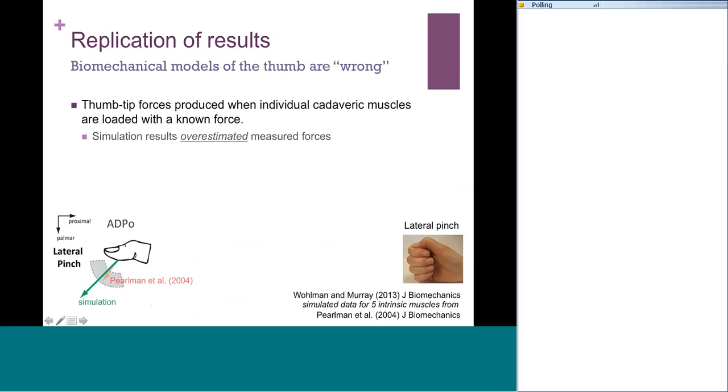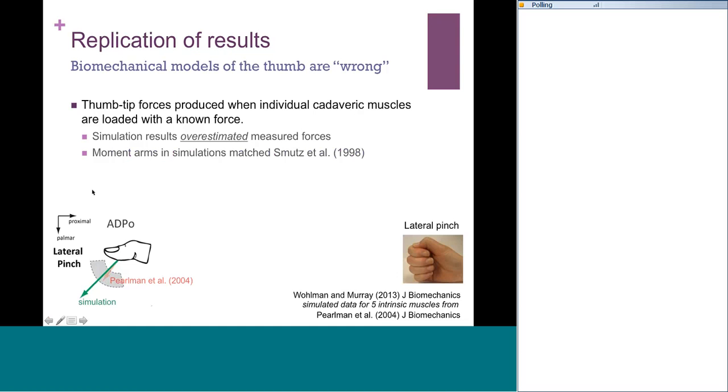So here I'm showing the result from some initial simulations that Sarah did. Here again, we're in the lateral pinch posture, and I'm showing the thumb tip. This shaded red curve is the endpoint force data measured from the cadavers from the Perlman study, and then this shaded gray area represents the bounds of plus and minus 1 standard deviation in magnitude and direction. And what we're seeing here is similar to what we saw for the extrinsic muscles from Craig's study, that the simulated endpoint forces were much larger. Here we had better direction, but that wasn't true across all intrinsic muscles.